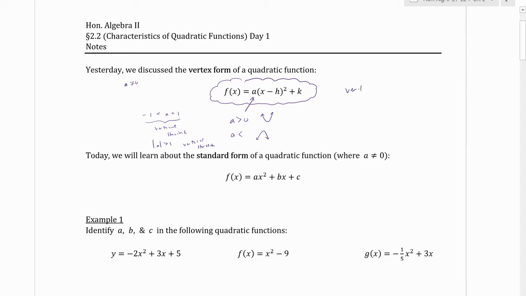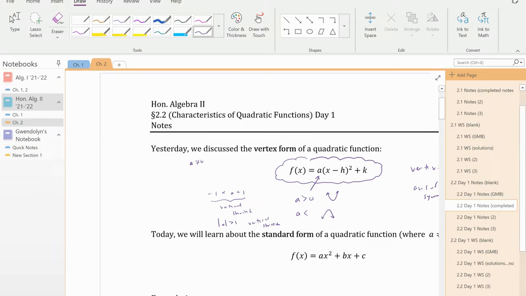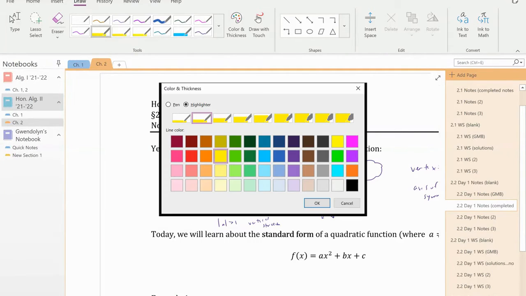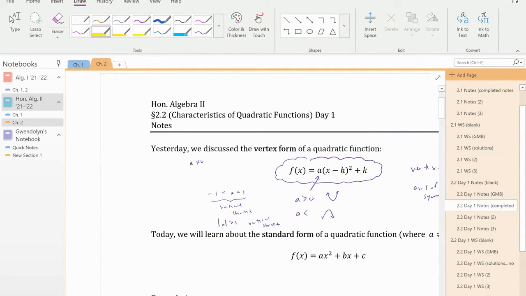The vertex, remember, is (h, k). The axis of symmetry is x equals h. And this is usually how I think about the axis of symmetry. If you take the part in this getting squared and you think about it being set equal to 0 in your head, like x minus h equals 0, then x equals h. That's usually the way I get the axis of symmetry.